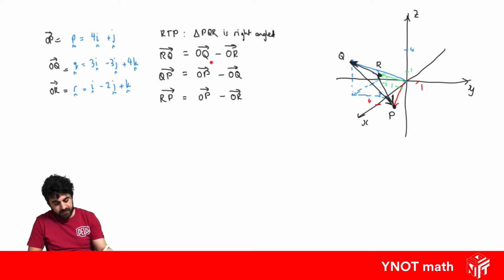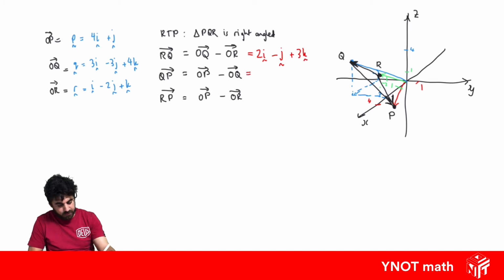And to get our vectors here, all we need to do is subtract the components from each other in OQ and OR, which we've got over here. So for example, in the first one we're going 3i minus i to give us 2i. Then we're going minus 3j minus 2j. So it'll be minus 3j plus 2j, which will give us minus j. And then we've got 4k minus k, which is 3k.